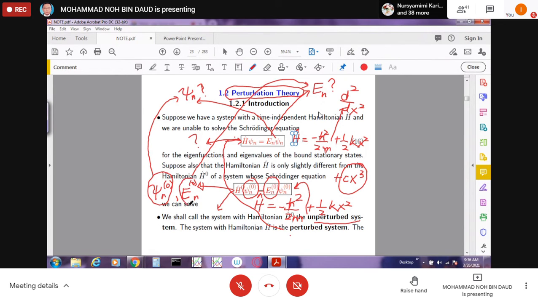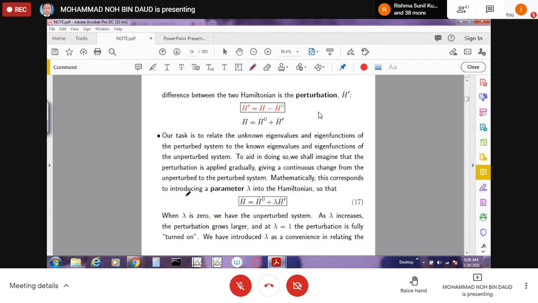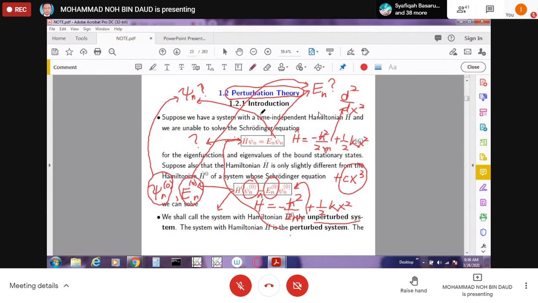The exact wave functions, the true or ideal wave functions, and the true, exact or ideal energy are what you learn in Physical 1 and Physical 2. So, defining the perturbation. This is the perturbation. The word perturbation comes from these definitions.